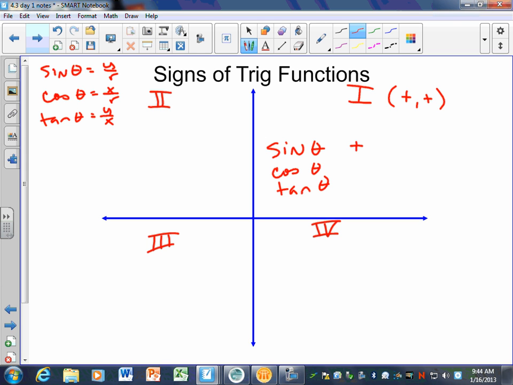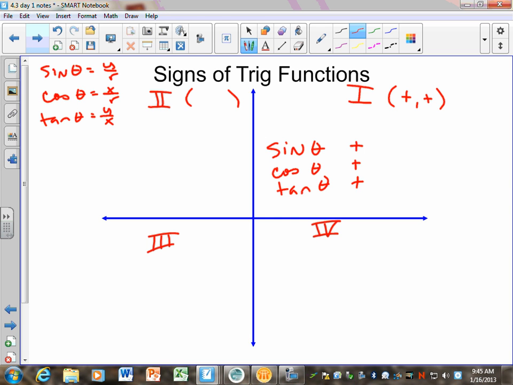I didn't put the reciprocal functions, but if sine is positive, do you agree its reciprocal function is going to be the same as it? So we don't have to write that. What about cosine? Cosine is x over r. So look at the sign of x. Positive. And tangent is y over x. So if you have a positive over positive, it's going to be positive. This is what we did on our quiz yesterday. Everything was a positive answer. You didn't get any negative answers because everything was less than 90 degrees. Okay? So let's look at the other quadrants now.